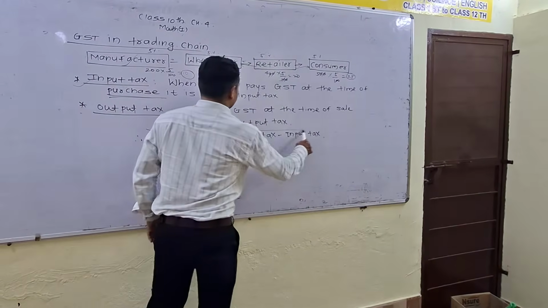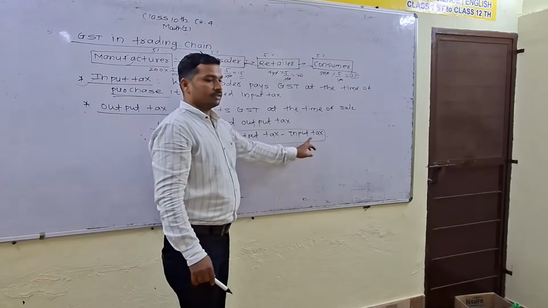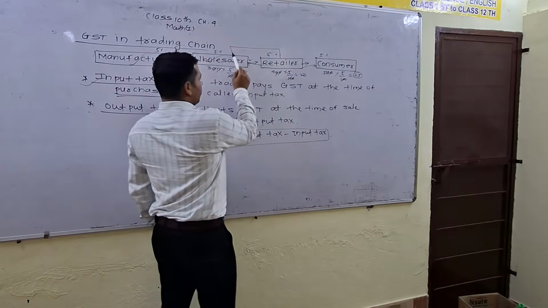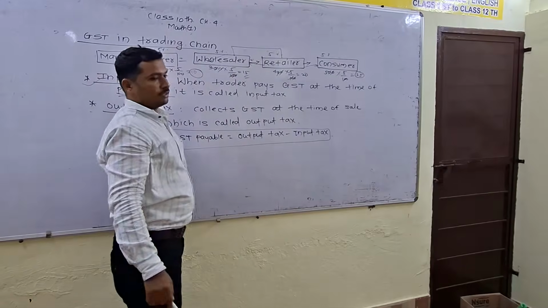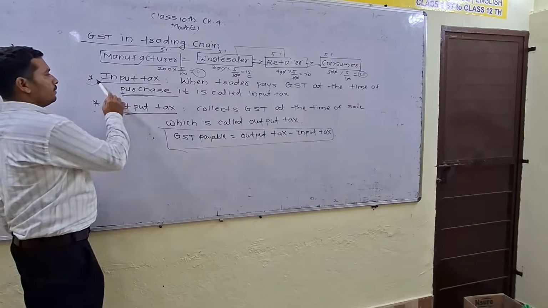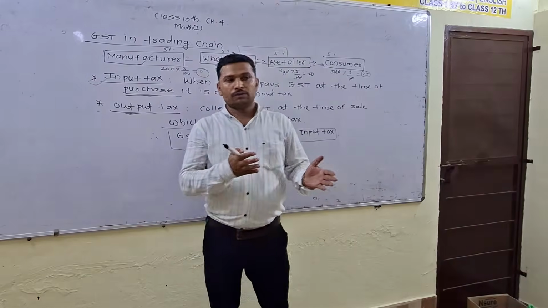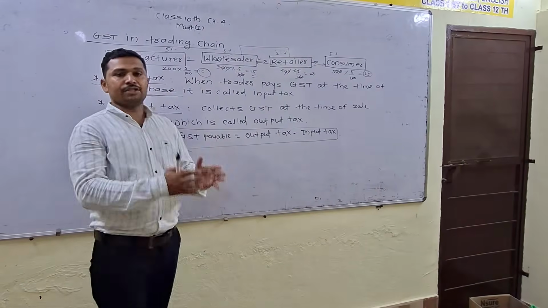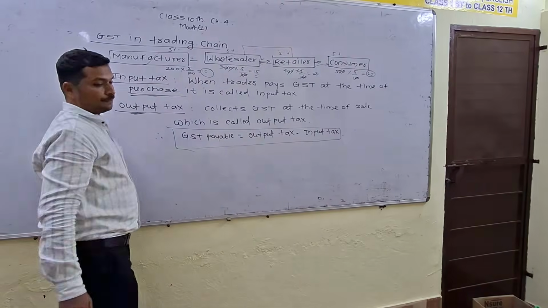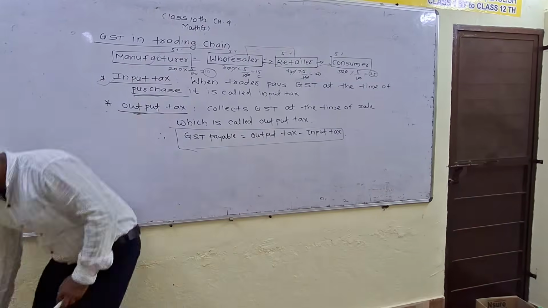It's a very easy formula. What is the formula? GST payable is equal to output tax minus input tax. If you find the GST between wholesaler and retailer, at the time of sale we call it output tax, and at the time of purchase we call it input tax. So GST payable is equal to output tax minus input tax. This is the formula.